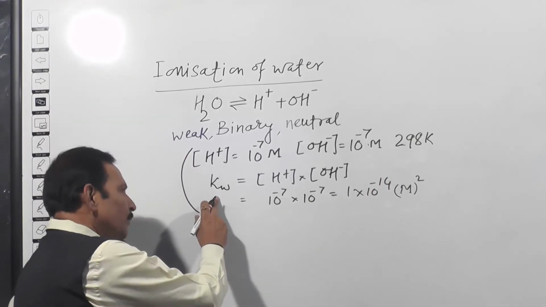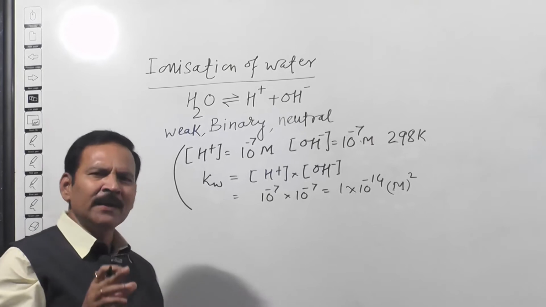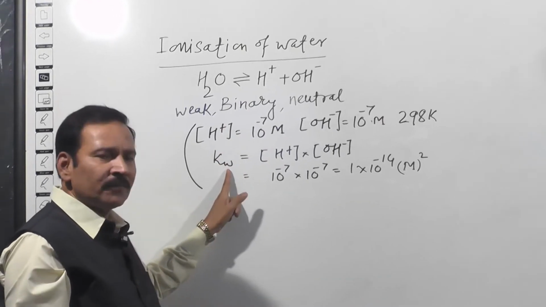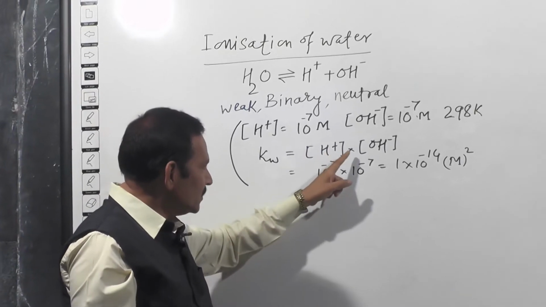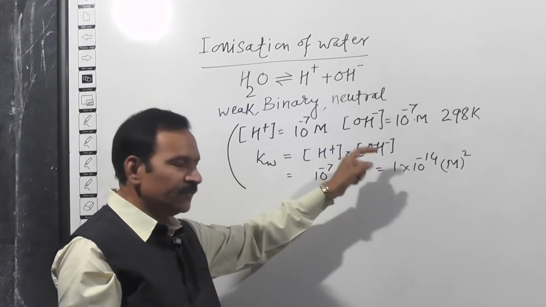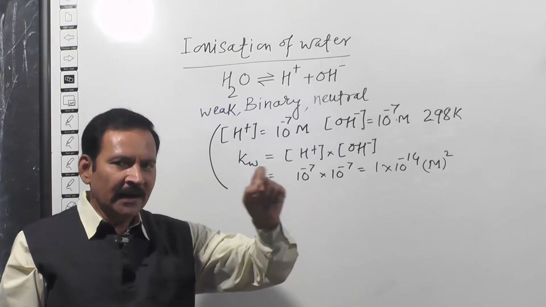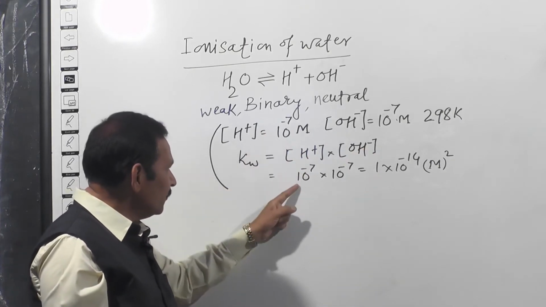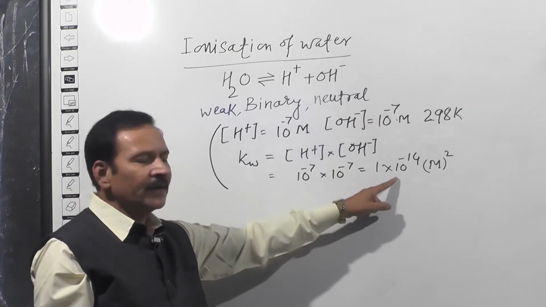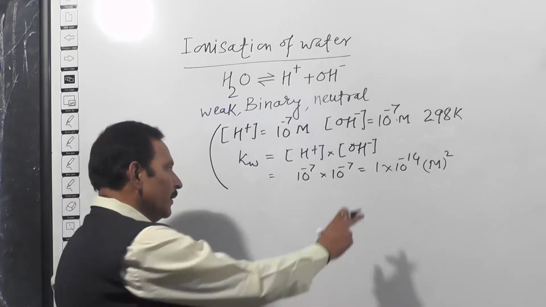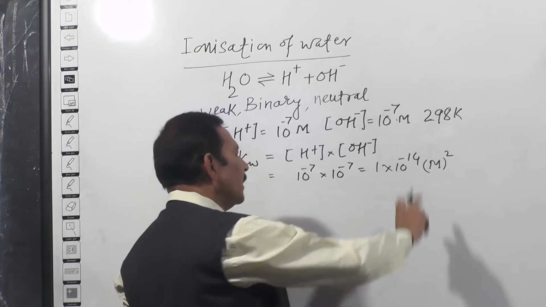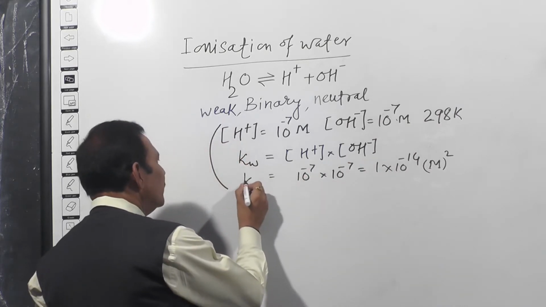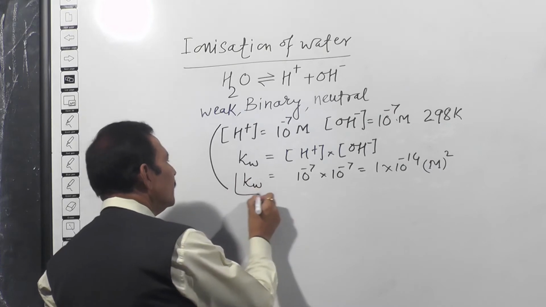And therefore we introduce one property by applying the law of mass action to this reaction. That property is the ionic product of water. It is the product of concentration of H+ and OH- in pure water at equilibrium stage at a given temperature, and these are the values of H+ and OH-. So we get the ionic product of water as 1 into 10 to the power minus 14 mole square. This should be remembered by you. It is an important property.